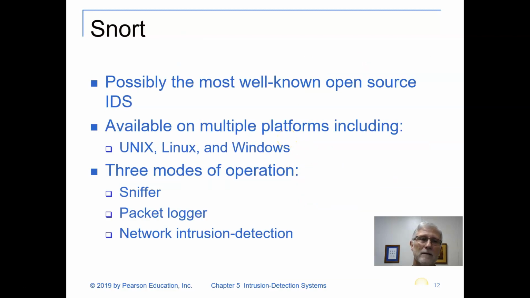Now, one of the most well-known open source IDSs is Snort. Actually, for your homework you're going to install Snort and run a couple of different scenarios with it. It's available on pretty much every operating system. It has three modes of operation: sniffer, packet logger, and network intrusion detection.